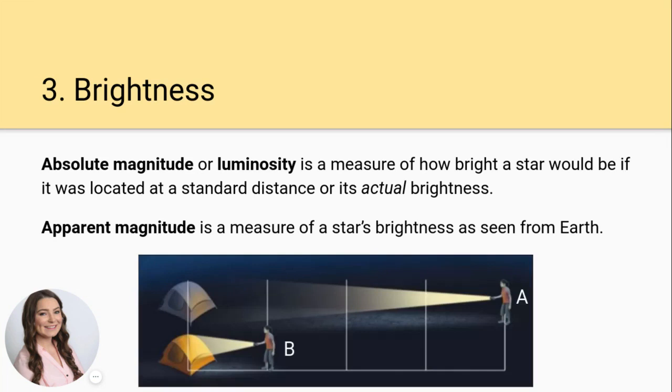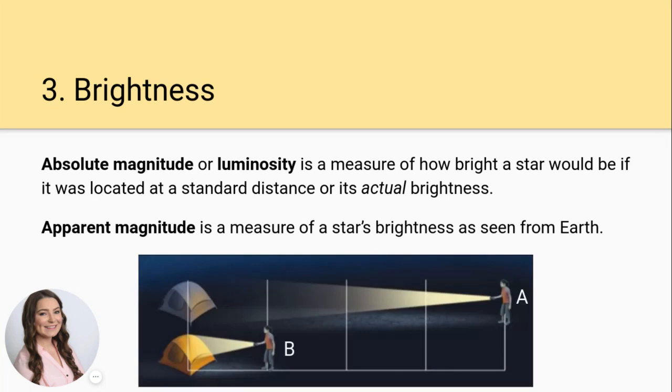I have my favorite graphic below to explain this. If both person A and B have the same flashlight, their absolute magnitude is equal. The actual brightness of the flashlight is equal. However, from the perspective of the tent, person B's flashlight has a higher apparent magnitude because he's closer to the tent, not because his flashlight is brighter than person A's.